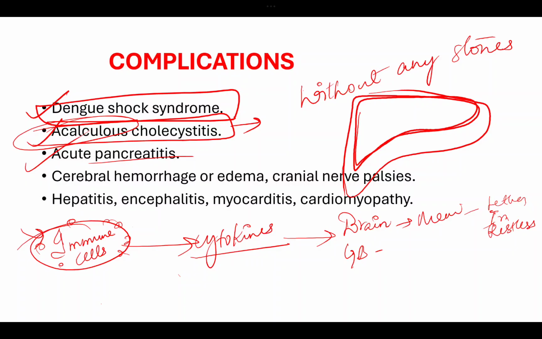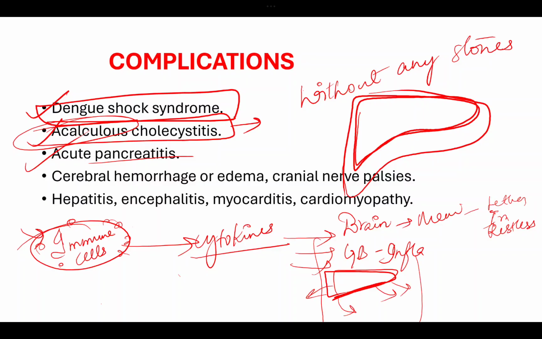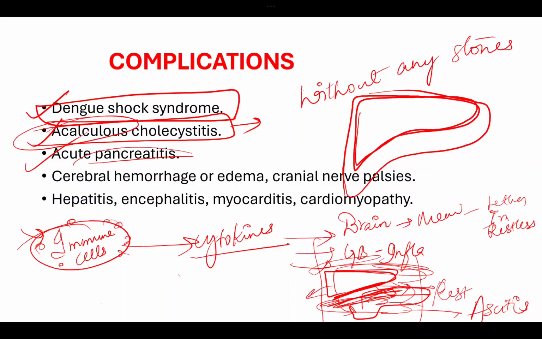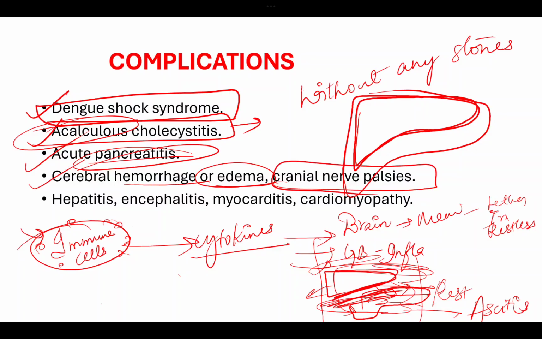And then in the gallbladder, it causes inflammation of the gallbladder. It causes stretching of the Glisson's capsule. There is so much edema occurring, and the stretching of the Glisson's capsule causes right costal margin tenderness, and also the edema accumulation into the abdominal cavity, leading to ascites. And there is inflammation of the pancreas, causing pancreatitis. Cerebral hemorrhage can occur, cerebral edema, cranial nerve palsies, hepatitis, encephalitis, and it also causes myocarditis.